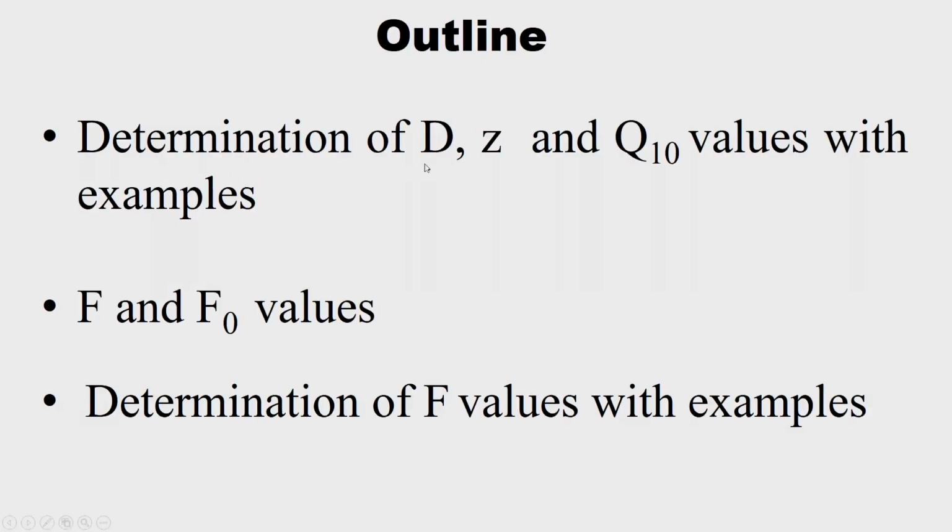The determination of D, Z and Q10 values with certain examples, and F and F naught values, and determination of F values with examples. So today we are going to do certain problems extensively. How to determine D value, Z value and Q10 value. The Q10 value is something new, so while doing problems we will also derive and discuss what the Q10 value is, and after that we are going to discuss F and F naught values, then how to determine F values with examples.